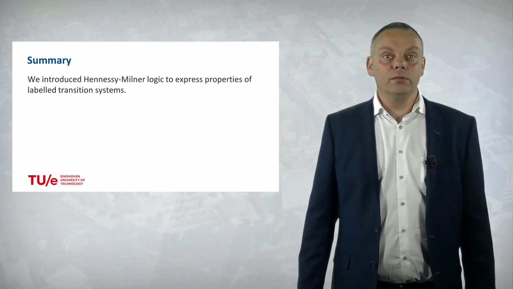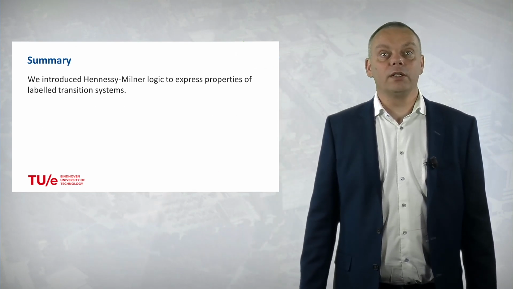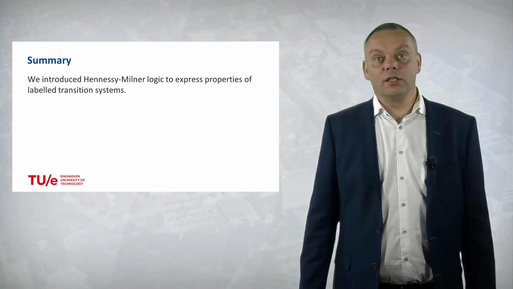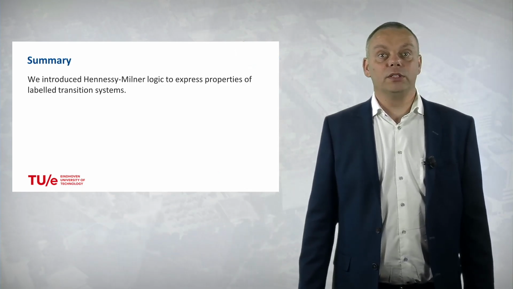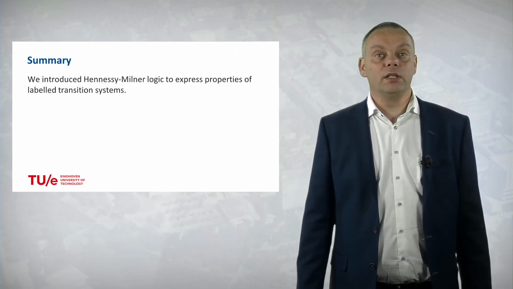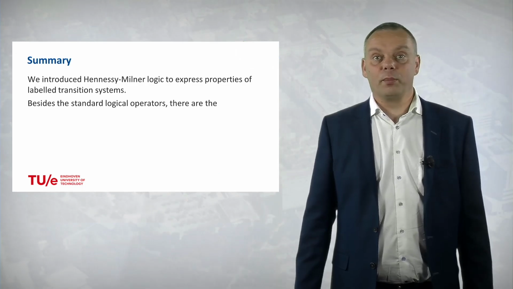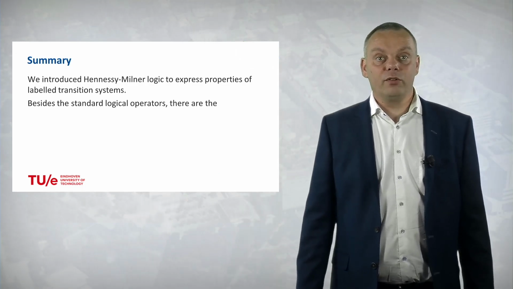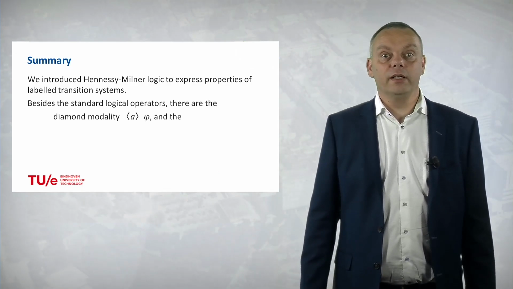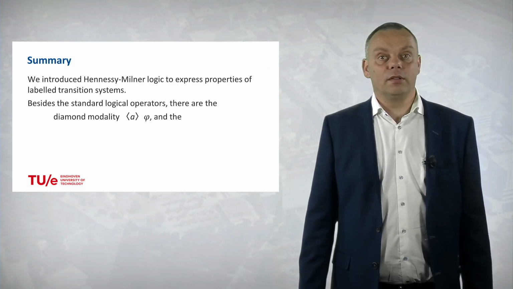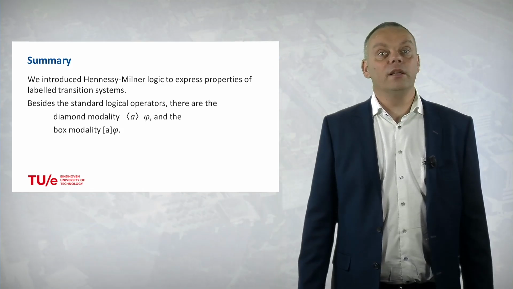Okay, so what did we do? We introduced Hennessy-Milner logic. And with Hennessy-Milner logic, we can express elementary properties of labeled transition systems. And the Hennessy-Milner logic consists of the standard logical operators from propositional logic. And we have 2 modal operators, namely the diamond modality, diamond A phi, and the box modality, box A phi. In the next lecture, I will show you a number of identities among Hennessy-Milner formulas.